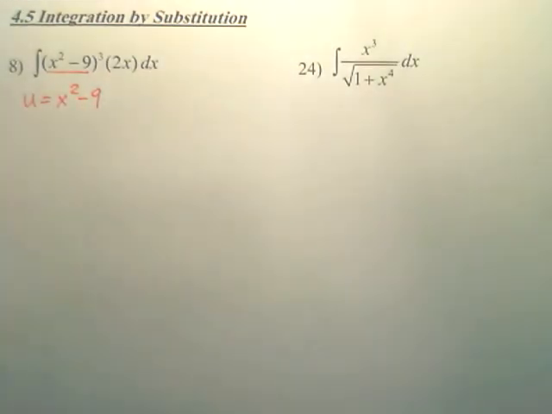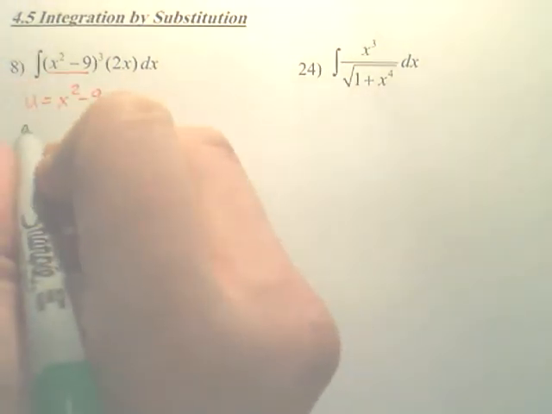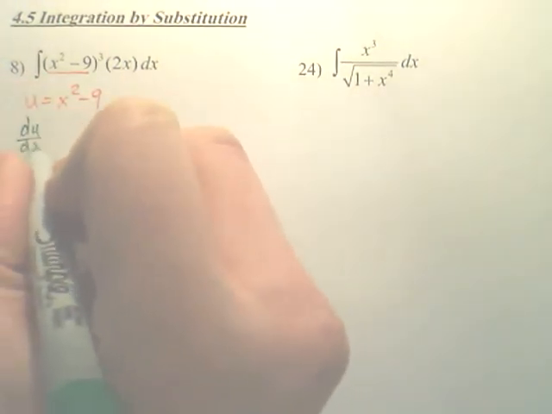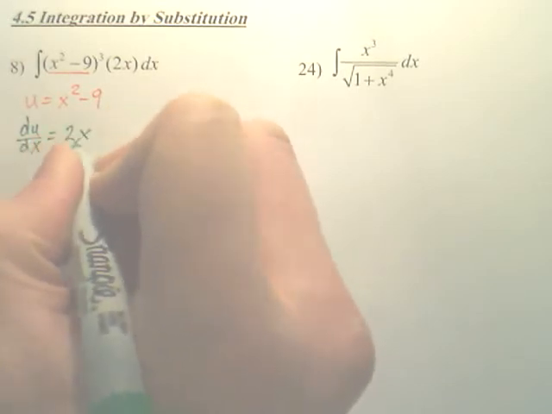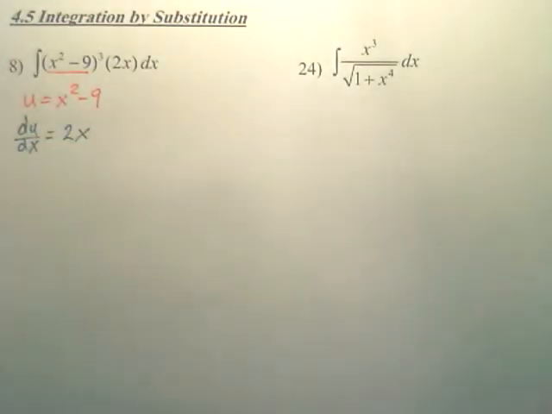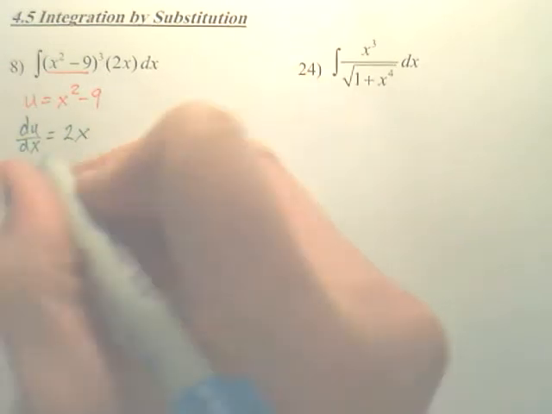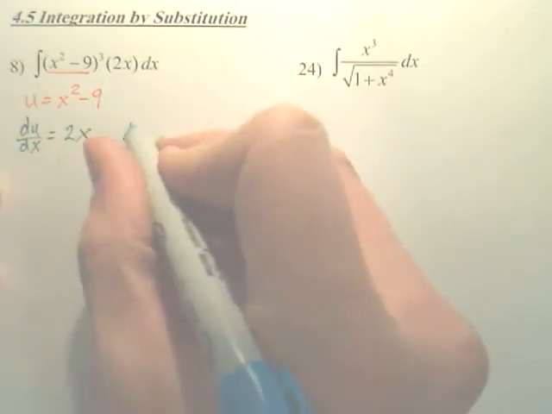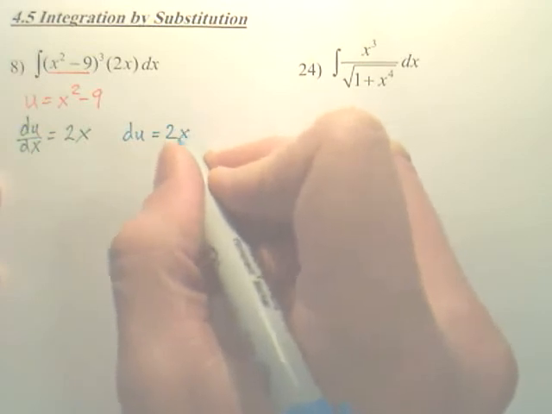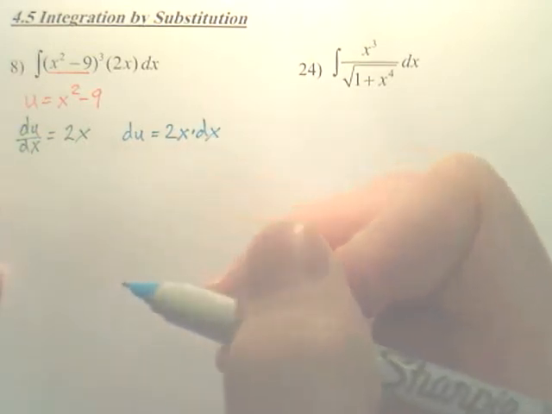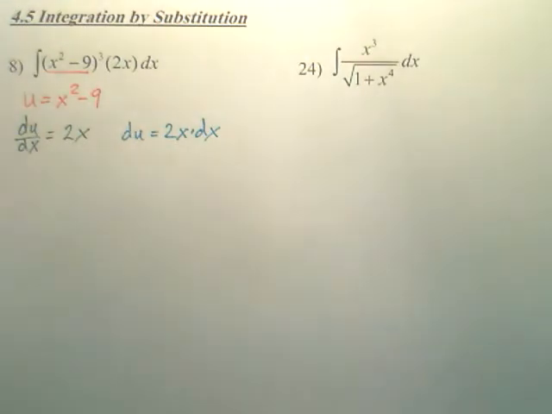Okay. Now, next, I'm going to derive u. When I derive u, don't you have du dx equals 2x? Okay. Then you make it into a differential. Do you guys remember? To make this into a differential, don't you just multiply both sides by dx? And you end up with du equals 2x times dx. We now have our differential.